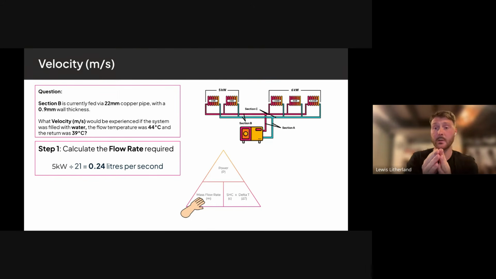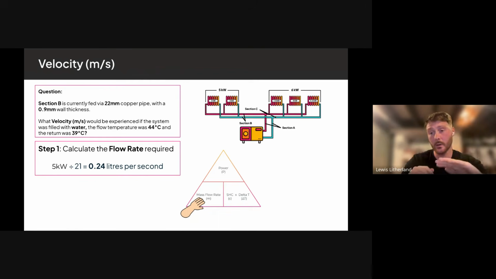So 4.2 multiplied by our delta T. Our delta T is just the difference in temperature. The flow temperature, as we said, is 44. Our return temperature is 39. So a difference in temperature of 5 degrees or 5 Kelvin. So it's literally 4.2 times 5. And if you want to design the optimum system, so you design into a delta T of 5, you just need to remember that number 21, because 4.2 times 5 is 21. Bottom right-hand section of this triangle is going to be 21.